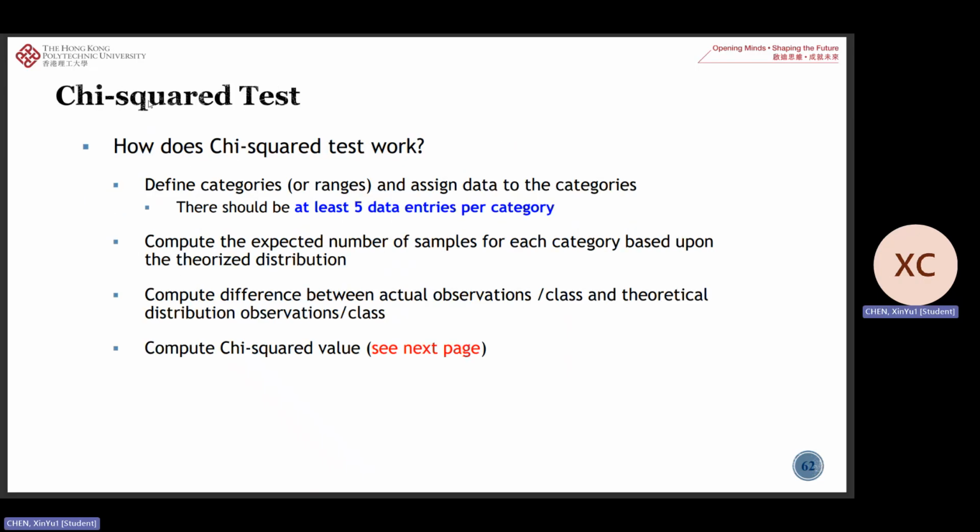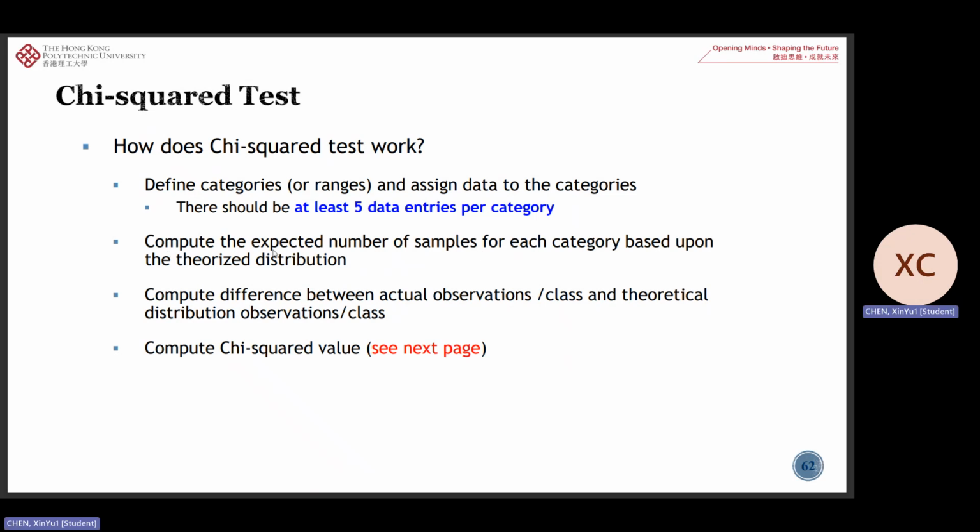Okay. So what is the chi-square test? The chi-square test is for defining categorical variables and assigning data to the categories. So once your data is about a categorical variable, then you can conduct a chi-square test there. But of course, there should be at least 5 data entries per category.